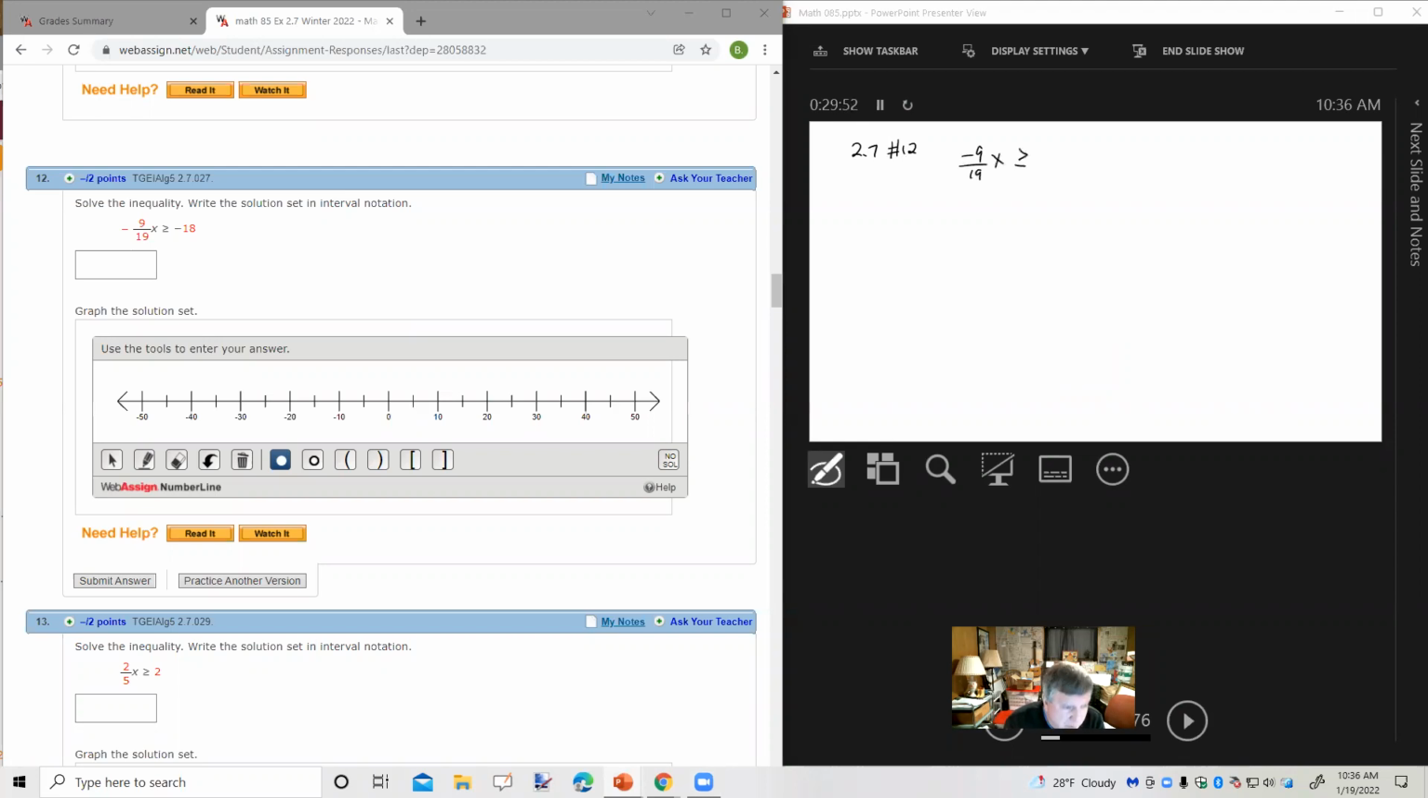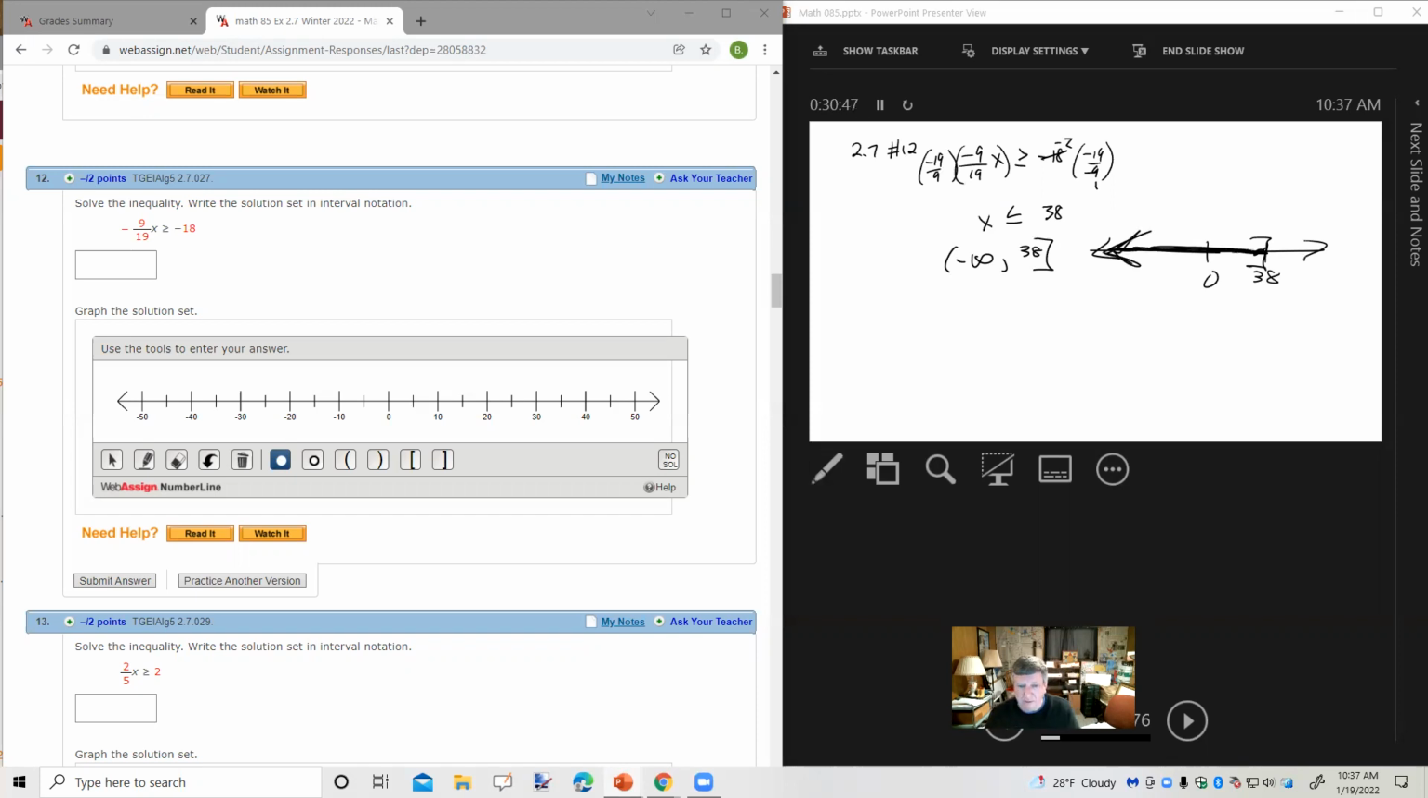Negative 9/19 x greater than or equal to negative 18. So I'm going to multiply both sides by negative 19/9. On the left side, I get x. I multiplied both sides by a negative number, so I changed the direction of the inequality sign. On the right side, negative 18/9 is negative 2/1. Negative 2 times negative 19 would be a positive 38. So we get x is less than or equal to 38. In interval notation, it would look like that. And on the graph, it would look like that. Now, let's transfer that to WebAssign.